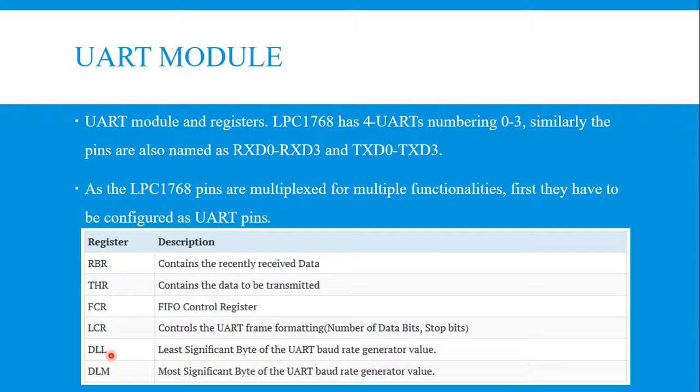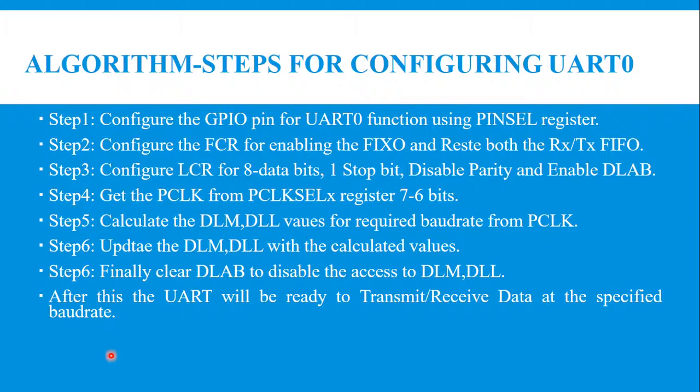Now I'll move to the algorithm, the steps for configuring UART0. Step 1 is to configure the GPIO pin for UART0 function using the pin select register. Using the pin function select register, the selected pin should be set from GPIO mode to the UART function. For every action, we check the manual and data sheet of the LPC 1768 and then set the proper value by looking at the register expansion.